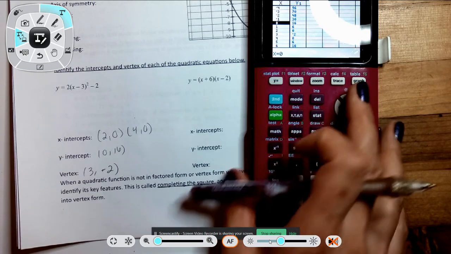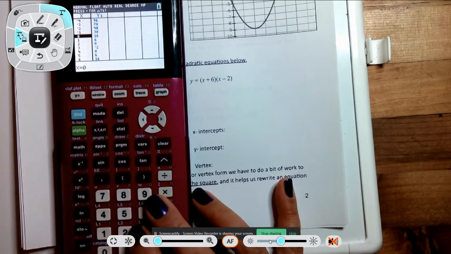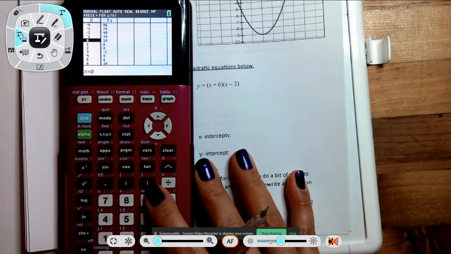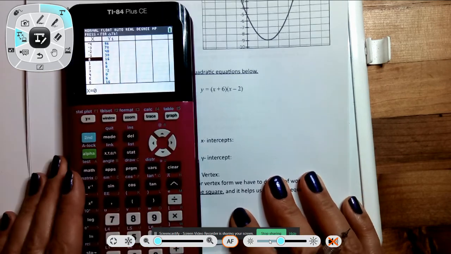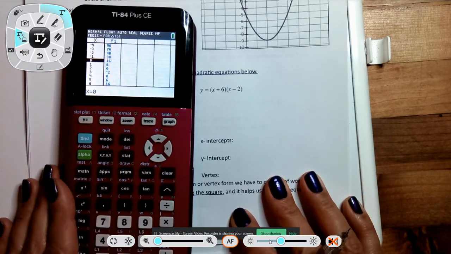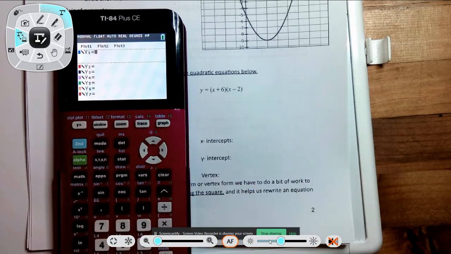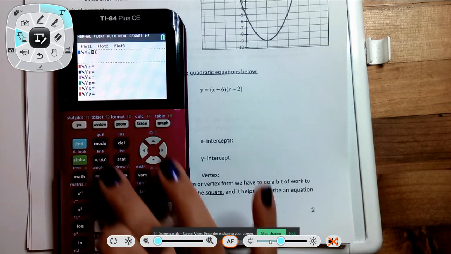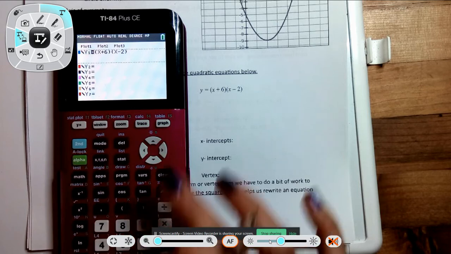Now we're going to try the same thing, but when the equation's in a different format. When we do this in person, we actually do these by hand. So you guys are actually getting kind of lucky this way because this is going to be a lot easier. We're only doing it on the graph. We're going to clear what we have before, because if you don't clear it, it's going to show both graphs. So we're going to type in x plus 6 times x minus 2. And then we're going to hit graph.